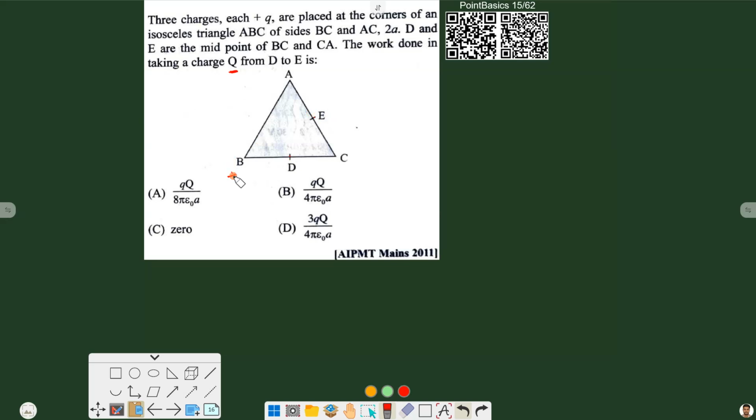Now we have positive charges here. Again here positive charge. So to find out the work done, what we have to do? We have to just calculate total energy of the charge at E point. So we can say energy at E point, and we also have to find out energy at D point. And then we can easily subtract them and find the work done.